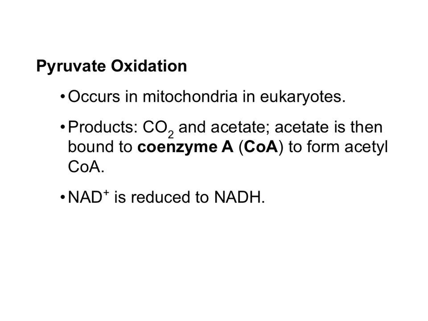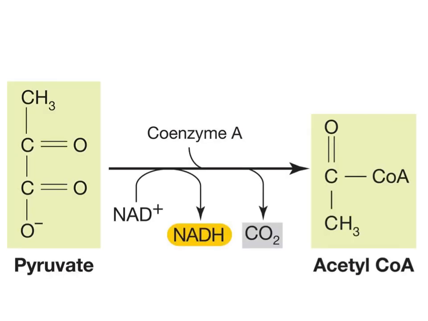When pyruvate is oxidized, it's going to produce CO2, which is carbon dioxide, and acetate. Acetate is then bound to coenzyme A, which is frequently shown as CoA, to form acetyl-CoA. In this process, we see again the key component of NAD+ reduced down to NADH. So here's the reaction. You do not need to memorize the chemical structure of the pyruvate or the acetyl-CoA. Focus instead on the process.